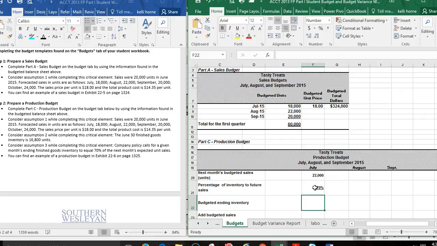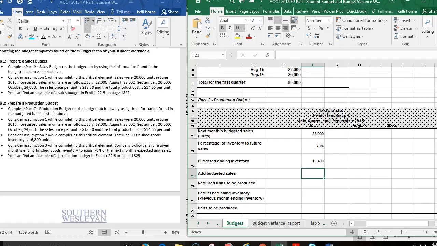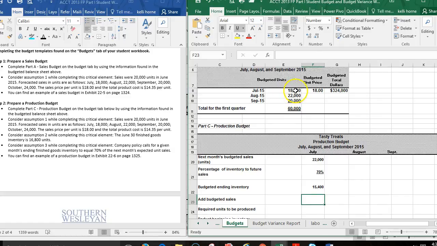We're going to put in the formula for it to calculate 70% of 22,000 units. So we're told that our budgeted ending inventory needs to be 15,400 units. Now, we're going to add our budgeted sales in units, but now we're going to look at the month of July. So what are our budgeted sales in units for the month of July? If we go back up to our sales budget, we see 18,000 units. And that's what we input.